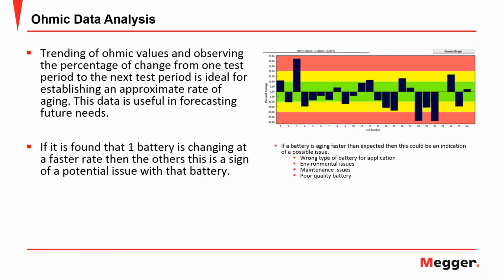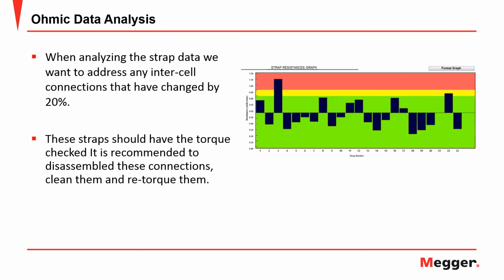And straps. Basically, IEEE will tell you if your straps change by 20%, take them apart, clean them, and put them back together. That's their basic standard. Straps are probably the most common thing that fail because they are subject to vibration, heating and cooling effects, moisture, all these things. So these are critical to actually test. Let's go through some of the units we have here.